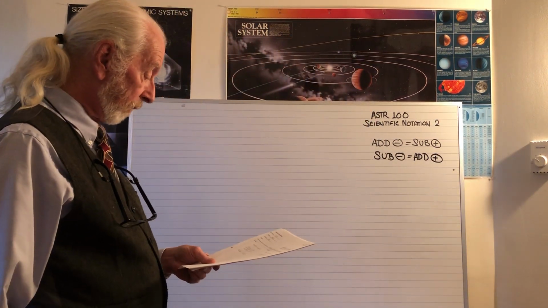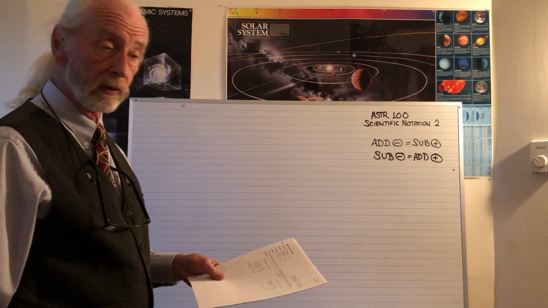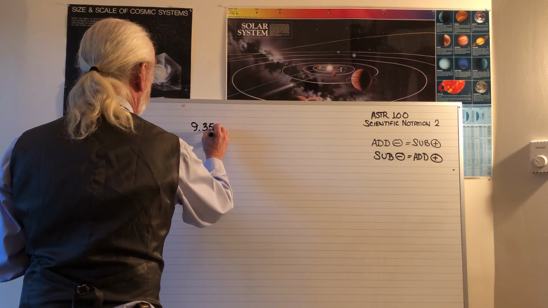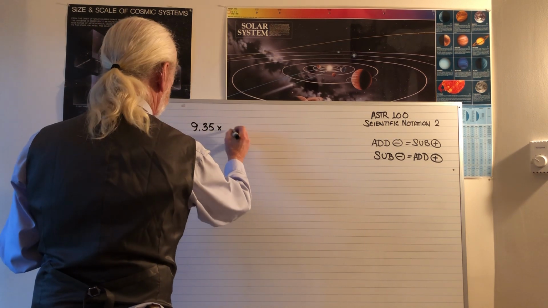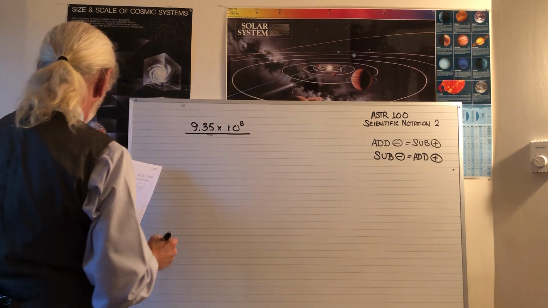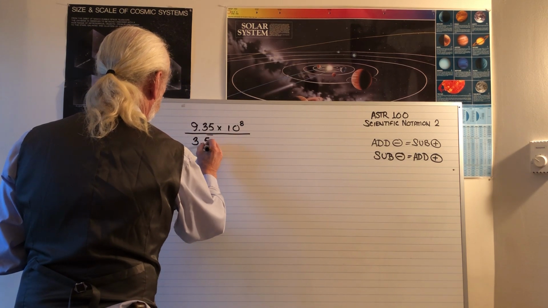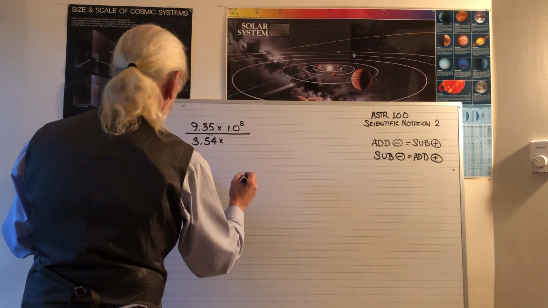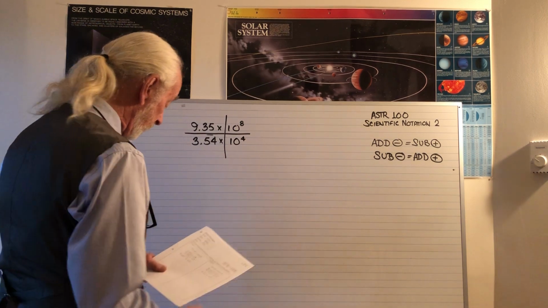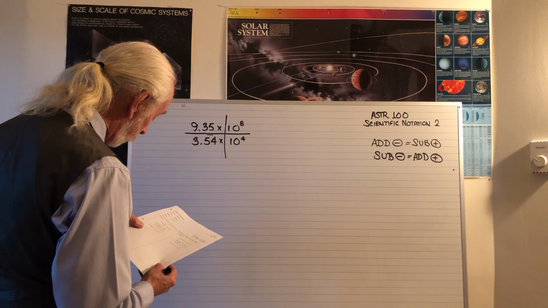All right, so here's our first example. 9.35 times 10 to the 8th divided by 3.54 times 10 to the 4th. So 9.35 times 10 to the 8th over 3.54 times 10 to the 4th. Okay, stack them, split them. Use a calculator for this. You should get 2.621.